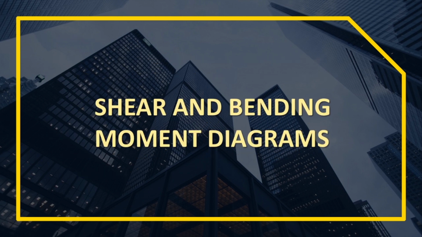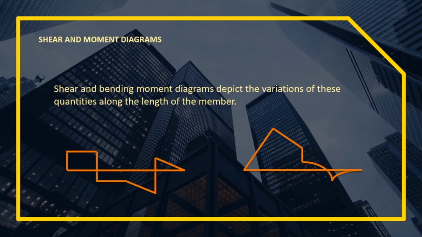Next we will discuss the shear and bending moment diagrams. The shear and bending moment diagrams depict the variations of these quantities along the length of the member. Earlier, in our solution for the internal forces, we took a specific location. But using the shear and moment diagrams, we can get the values of the internal forces at any location along the length of the member. So it is no longer specific. This is called the shear and moment diagram.